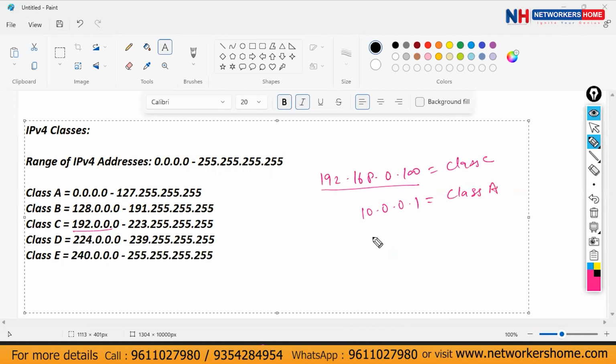Okay. And if I say 172.16.0.1, class B. So looking at the IP address, you can decide which class the IP address belongs to. Mainly, we are just looking at the first octet value. Looking at the first octet, we can decide which class the IP address belongs to.